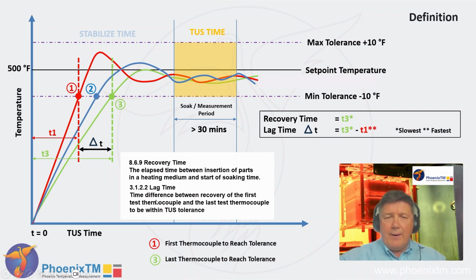The lag time, as defined in the standard, is the time difference between the recovery of the first test thermocouple and the last test thermocouple to be within TUS tolerance. So in our example here, the lag time is delta T, which is the difference between the time for thermocouple 3 and thermocouple 1, the green and the red thermocouples, to reach the minimum tolerance limit of the TUS level that's being monitored.